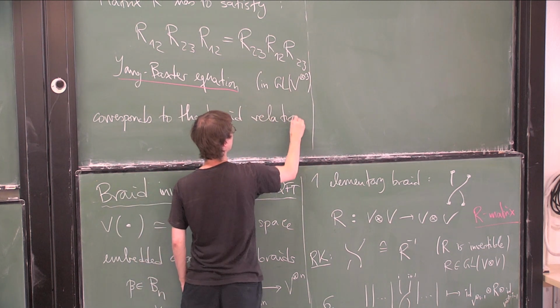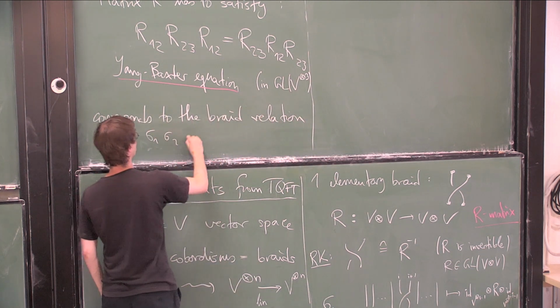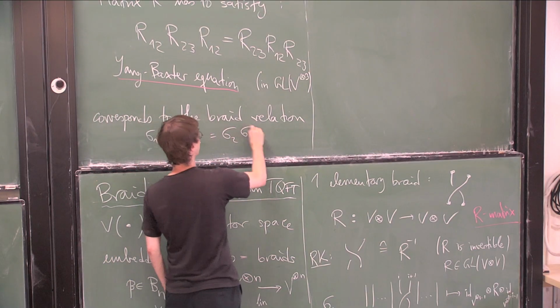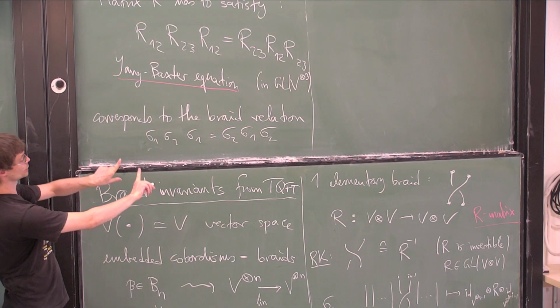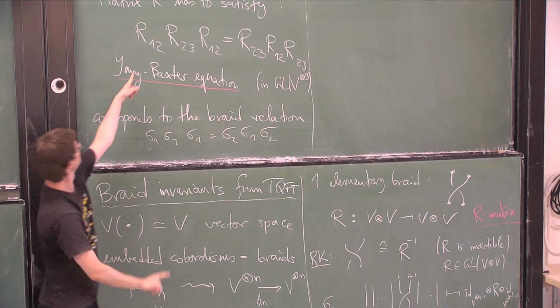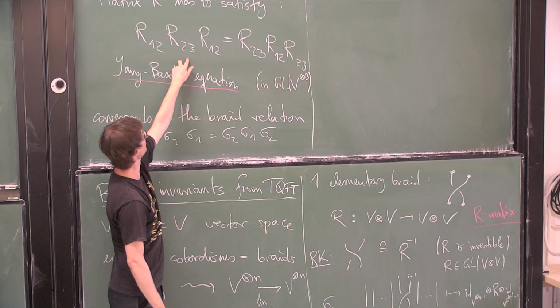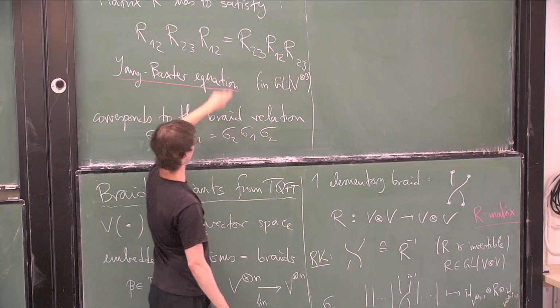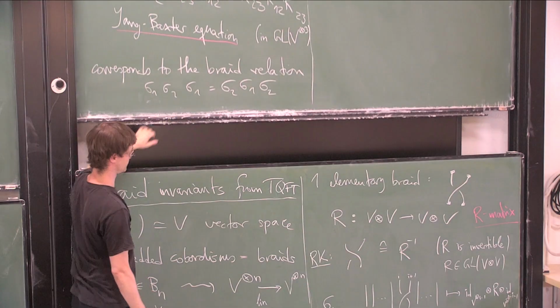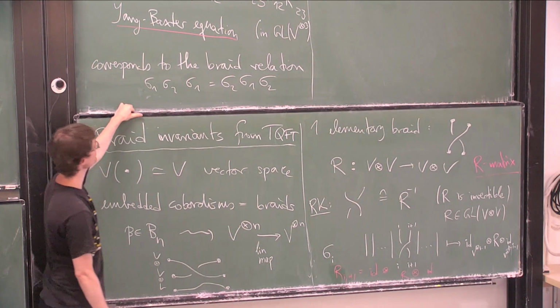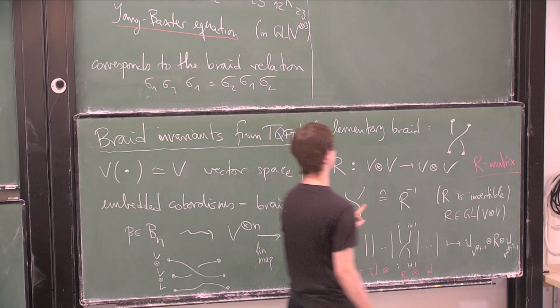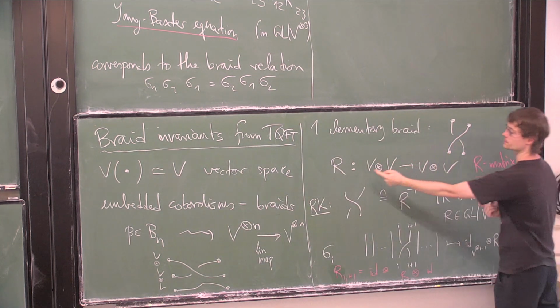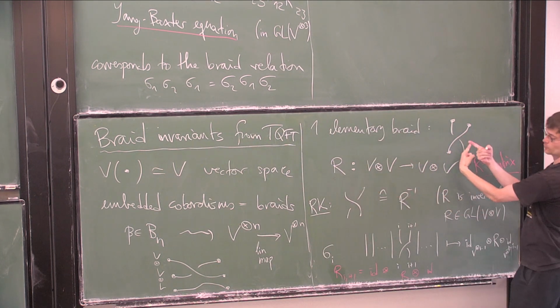Braid relation: sigma 1, sigma 2, sigma 1 equals sigma 2, sigma 1, sigma 2. Sigma 1 is exactly the braid which swaps 1 and 2. Sigma 2 swaps 2 and 3. Sigma 1 swaps 1 and 2 again. And that's pretty much all. To this elementary crossing, you associate this matrix R. If it's the negative crossing, it's R inverse.